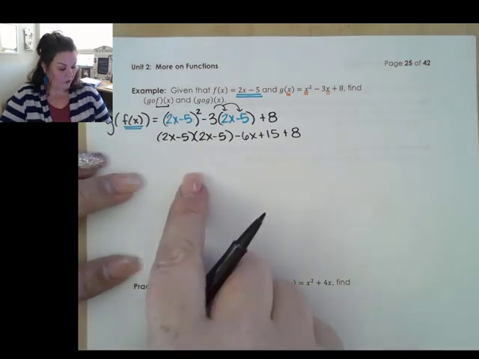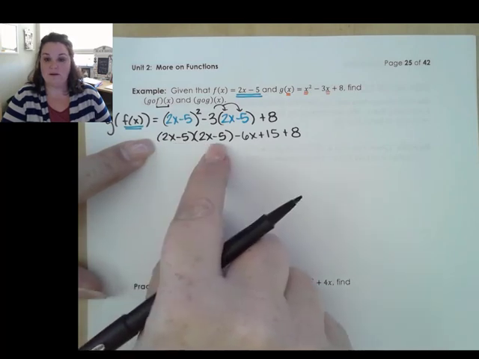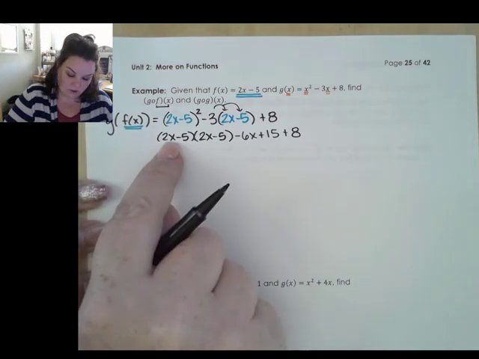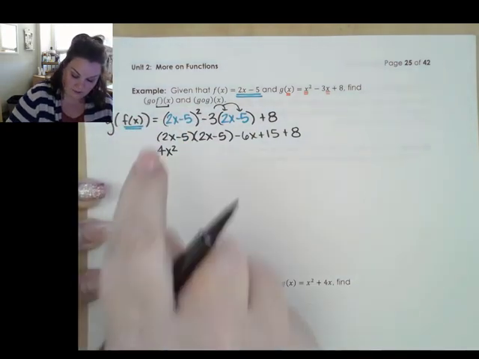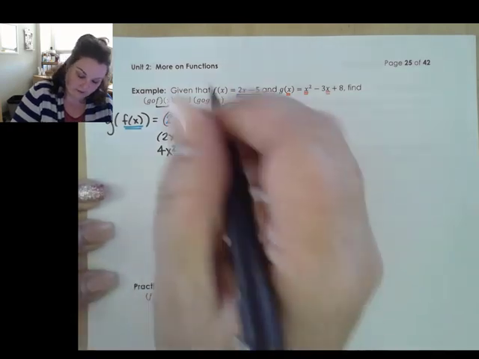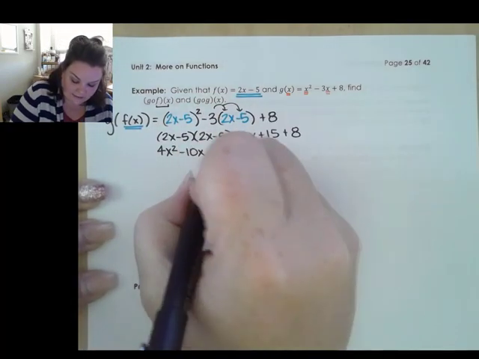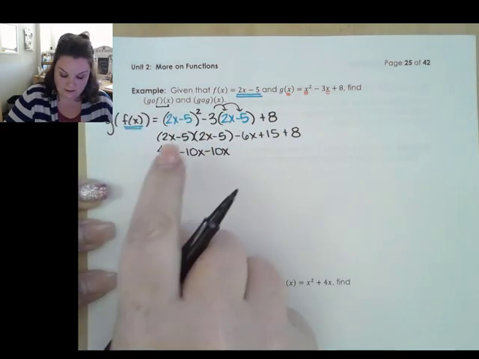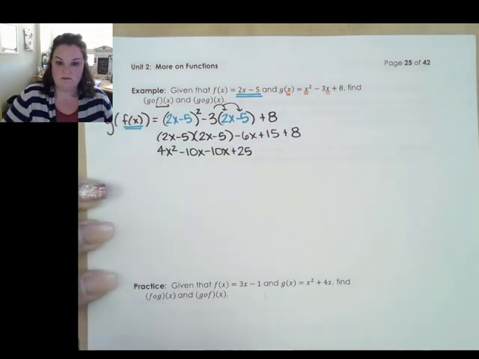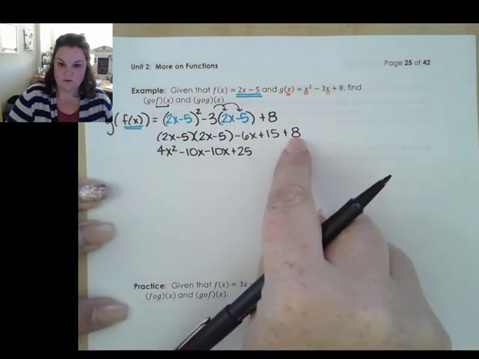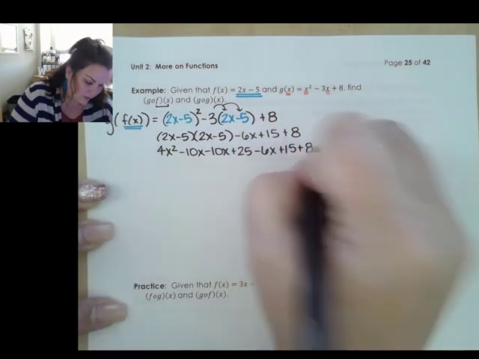Okay. So before I can keep going, I need to go ahead and FOIL this mess out so that I can combine my like terms, right? So 2x times 2x gives me 4x squared. 2x times negative 5 gives me negative 10x. Negative 5 times 2x gives me another negative 10x. And negative 5 times negative 5 gives me a positive 25. Right? And then I'm going to go ahead and write these other 3 terms that were still here. So negative 6x plus 15 plus 8.